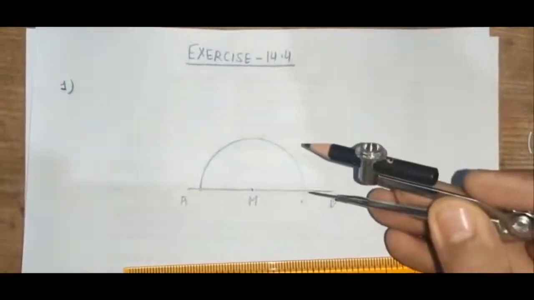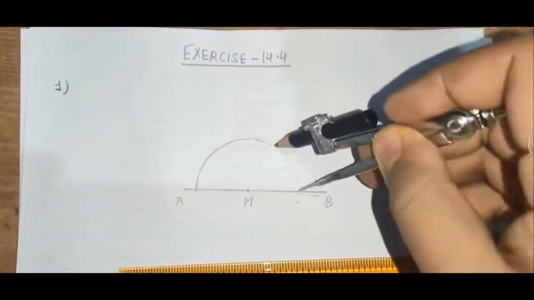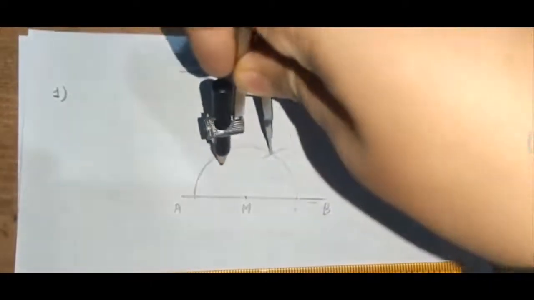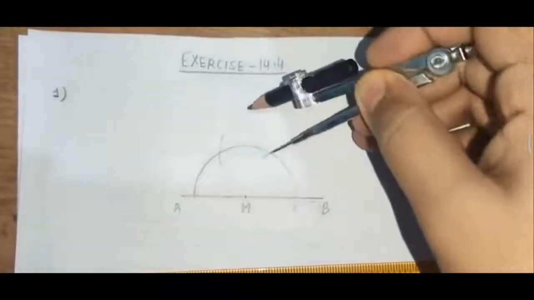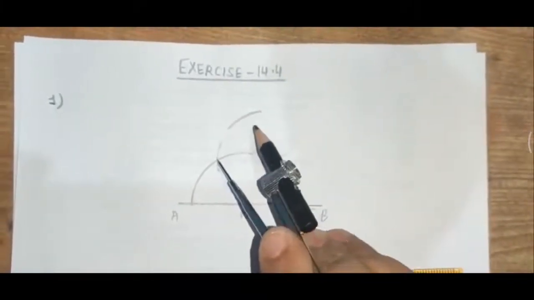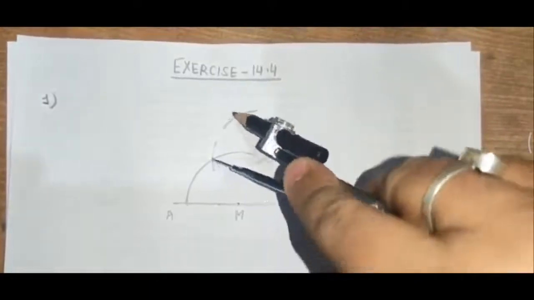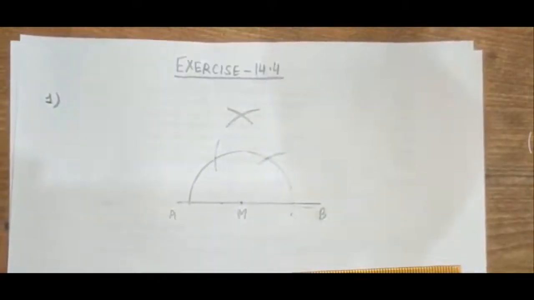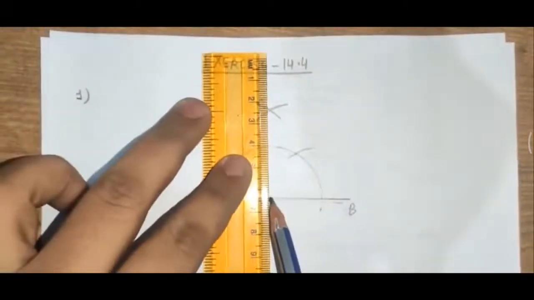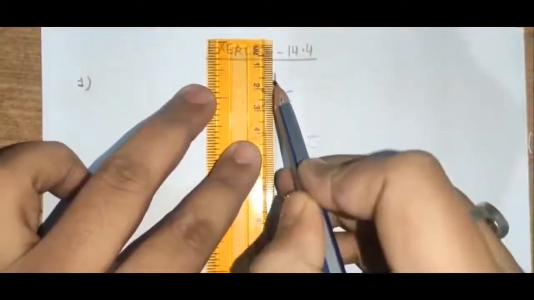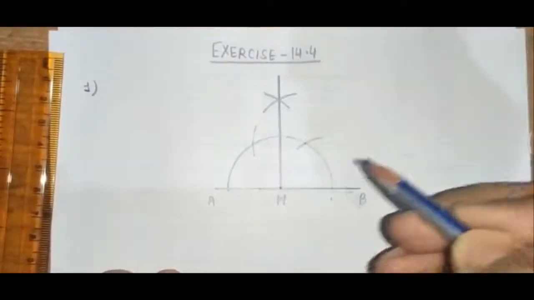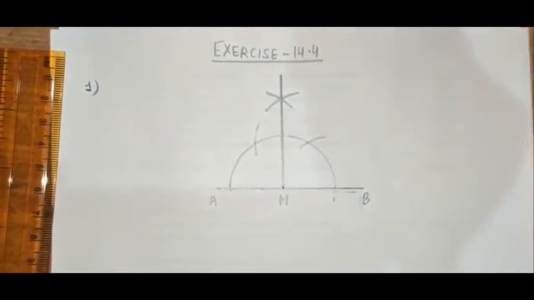Then you will mark without changing the distance in your compass. This is the first arc, and from here the second arc and third arc, and from the second arc you will draw a fourth arc. So in this way you are required to draw this, and after this you will join this to point M. Now here you can see this is the perpendicular drawn on the point M.